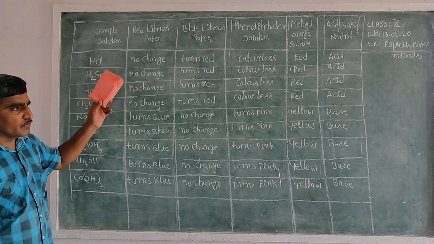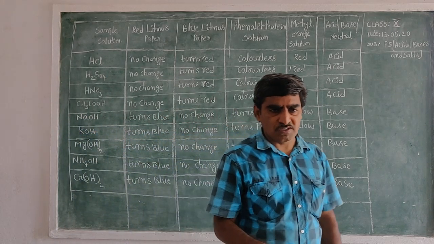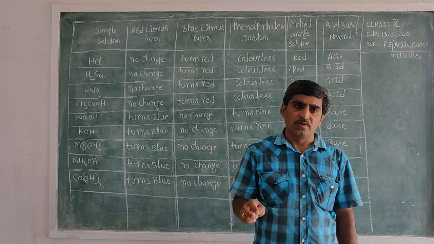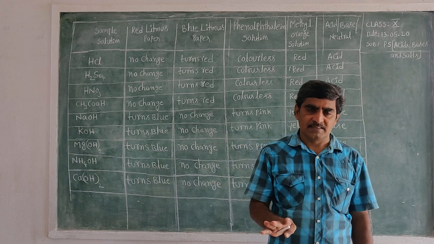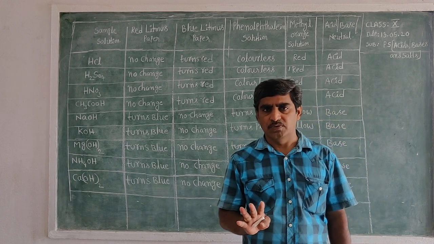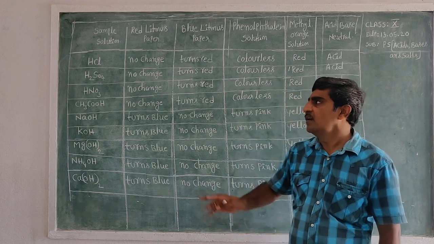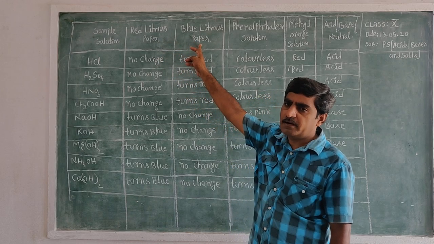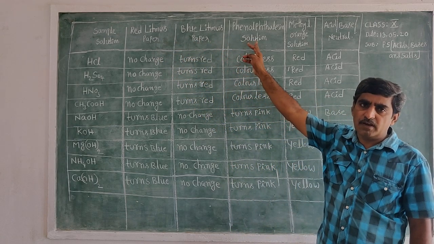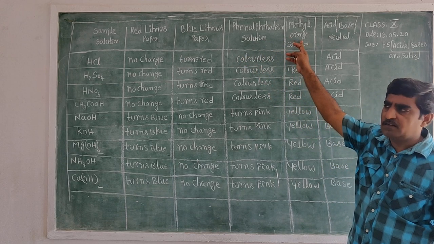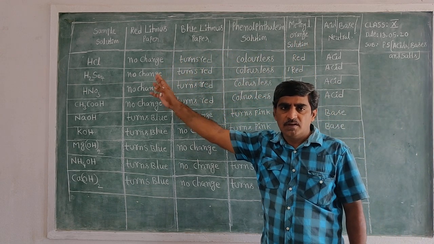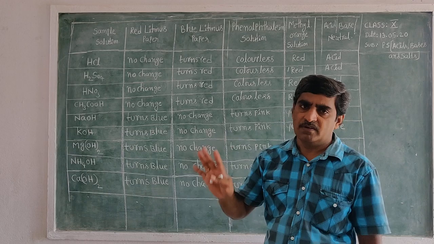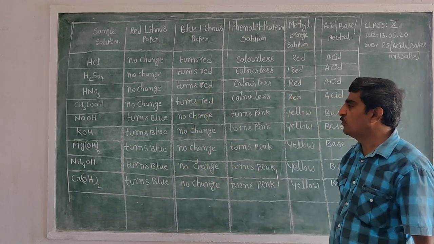For a given solution, whether it is acidic, basic or neutral, we can identify using some indicators. These indicators are red litmus paper, blue litmus paper, phenolphthalein indicator, and methyl orange indicator. These four indicators can be used to decide whether the given solution is acidic, basic or neutral. So this is a very important table.